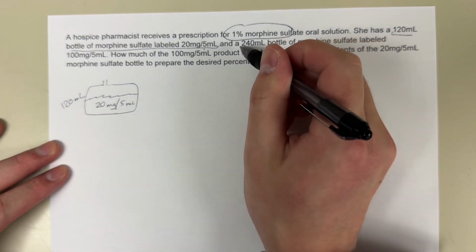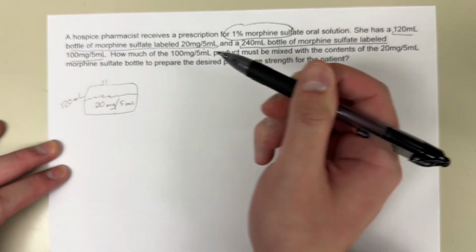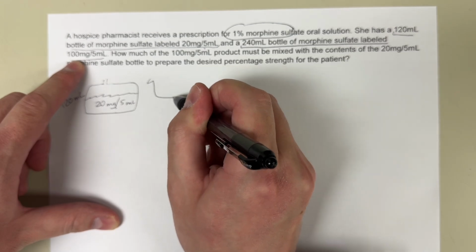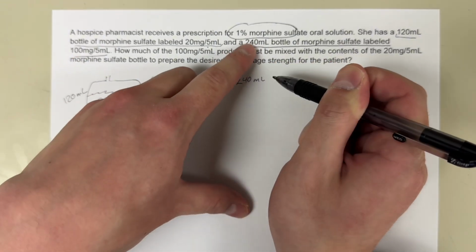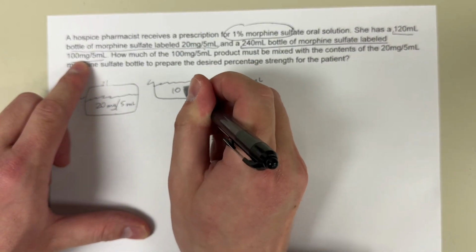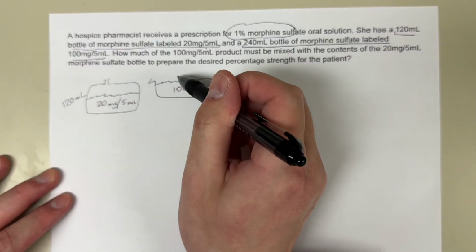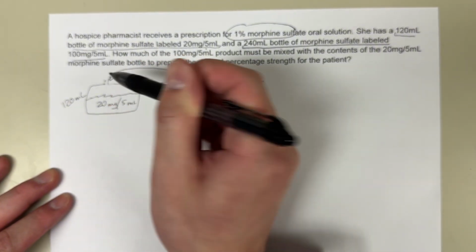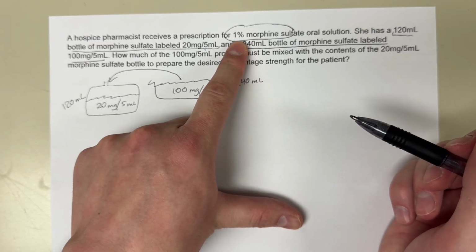So next we have a different bottle, which is 240 milliliters and has a different concentration of 100 milligrams per 5 milliliters. This is a 240 milliliter bottle. And the concentration in here is 100 milligrams per 5 milliliters. And then we're going to use this more concentrated solution and put it into this bottle here. And then what we want is to get 1% as our final solution.